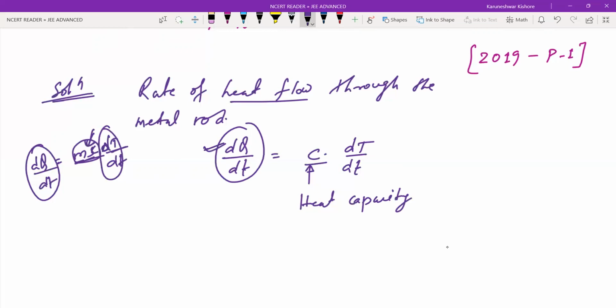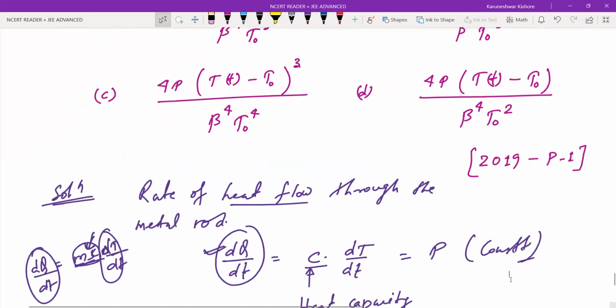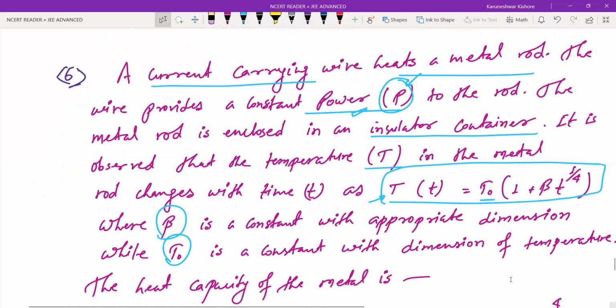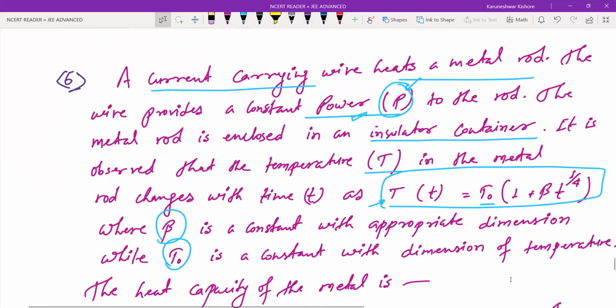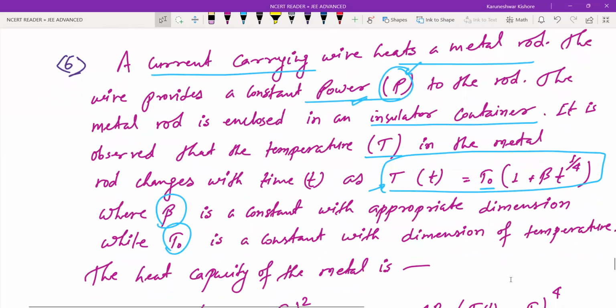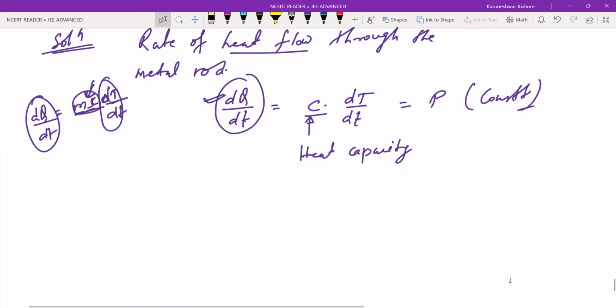So you can say that it is the power only, which is given in the question, that it is constant. This is given in the question, and in the very first line it is given to you that a current carrying wire heats a metal rod and the wire provides a constant power to the rod. So this is the constant power given by the current carrying wire to the metal rod, and from there you can realize that we can find the heat capacity from here.